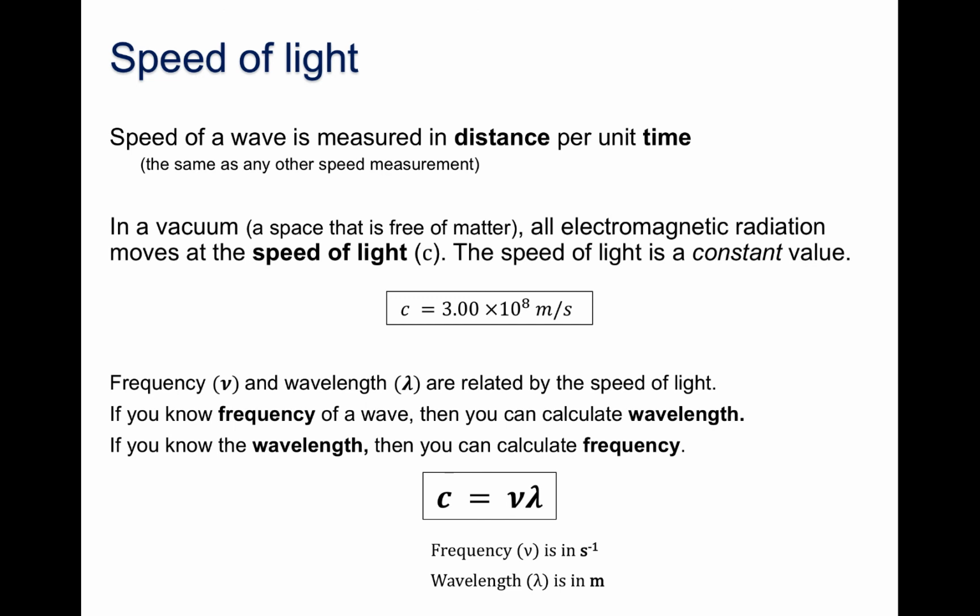The speed of light is a constant value that we can use to convert between units of meters and seconds. And that's convenient because wavelength is usually expressed in meters and frequency is expressed in seconds to the -1. And so the speed of light helps us to relate the frequency and wavelength of light. If you know the frequency of a wave, then you can calculate the wavelength and vice versa. And the formula is c is equal to frequency times the wavelength.